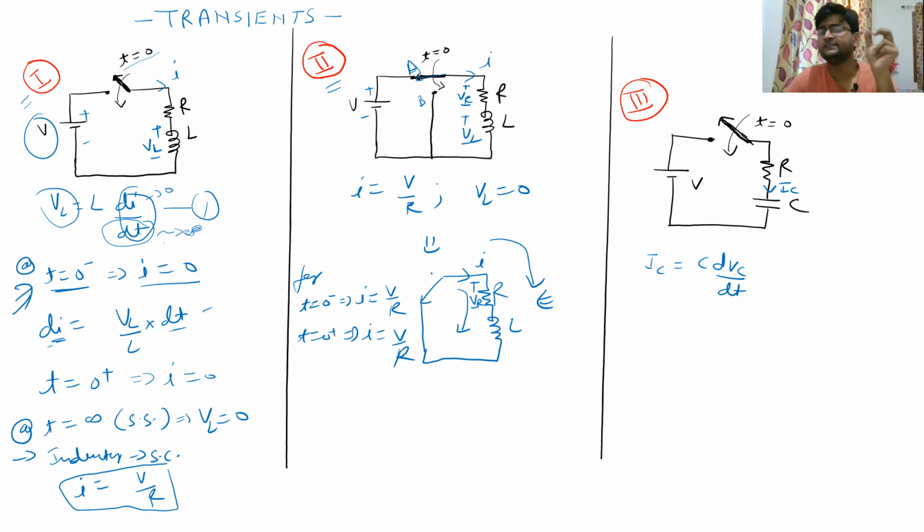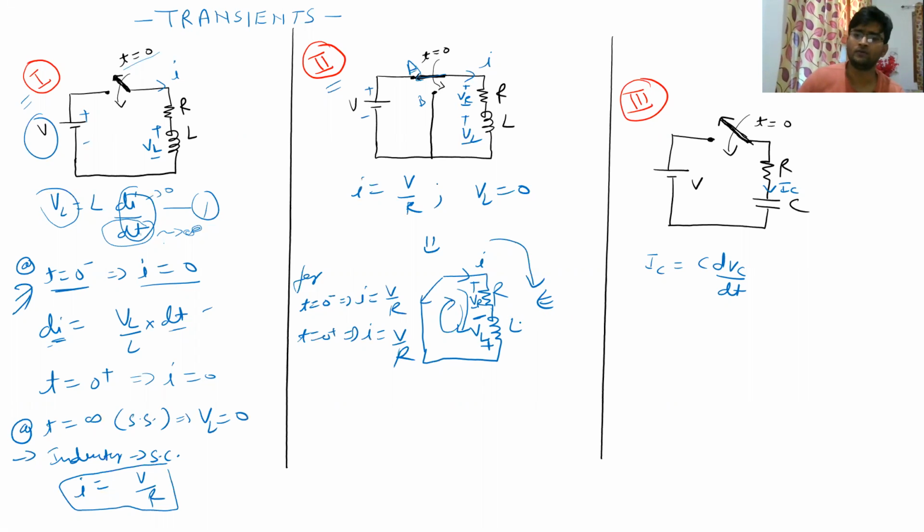But since there is no source in this circuit, and if you want your current to be flowing in this direction, that means the voltage drop across the inductor would have to be reversed, and its value will be L di/dt. So now this inductor is basically working as a voltage source for this small transient period of time.